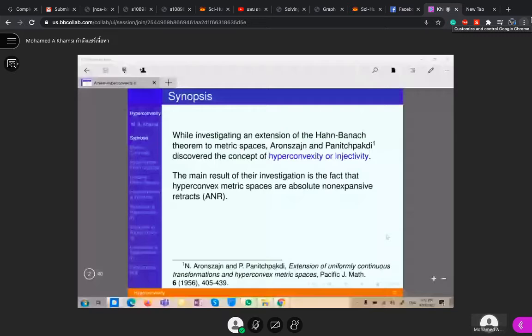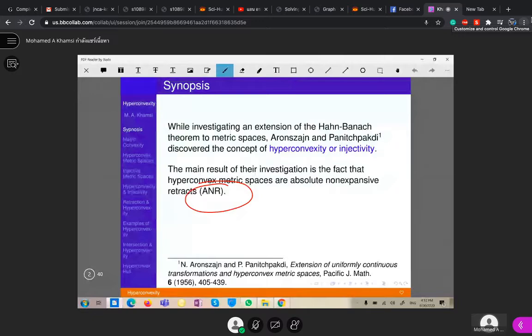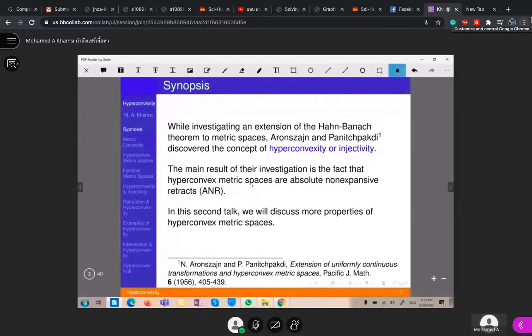ANR. People who are familiar with topology know there is something called AR, absolute retract. So you have absolute non-expansive retract, but in topology there is the concept known as absolute retract. It's the same idea, except that instead of looking at Lipschitz mappings with constant one, or retracts with constant one, you have continuous retracts. In the first talk we talked about the basics. In the second talk, I will go into more detail and some amazing facts about these metric spaces.